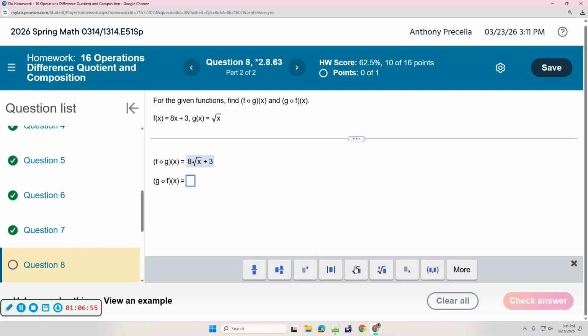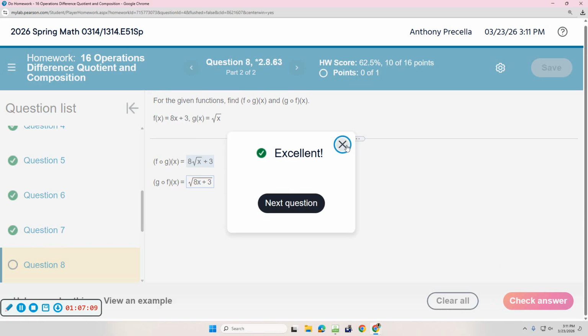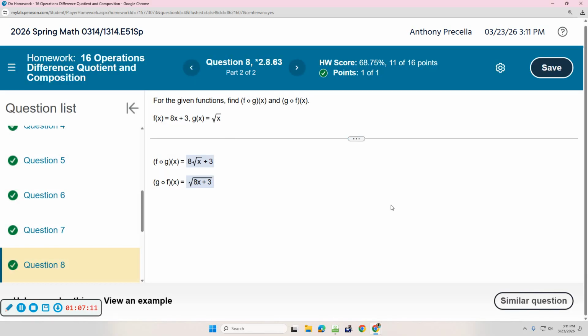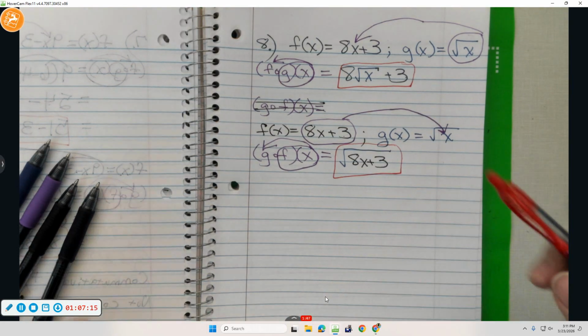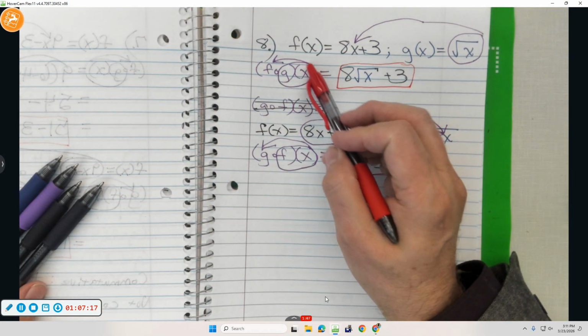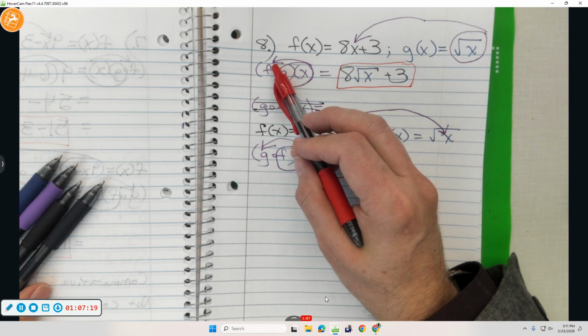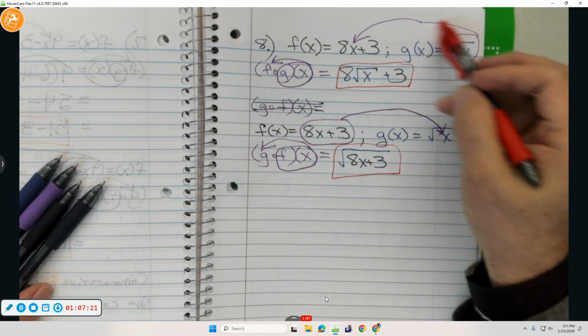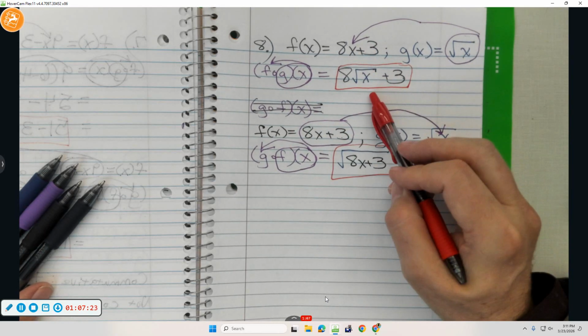So I have a square root, and then 8x plus 3 is all, and wait, where's the 8? 8x plus 3 is all under the radical. Any questions there? Back at what we did. Here we took g of x and plugged it into f.